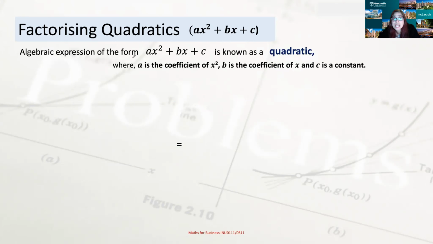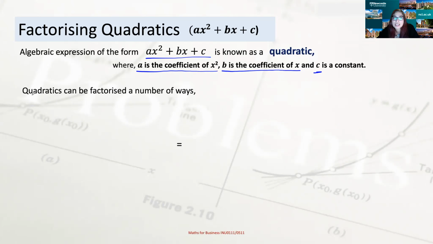Algebraic expressions of the form ax squared plus bx plus c. You should remember that a is the coefficient of x squared, b is the coefficient of x, and c is the constant term. Quadratics can be factorized in n number of ways. You can do it your way.